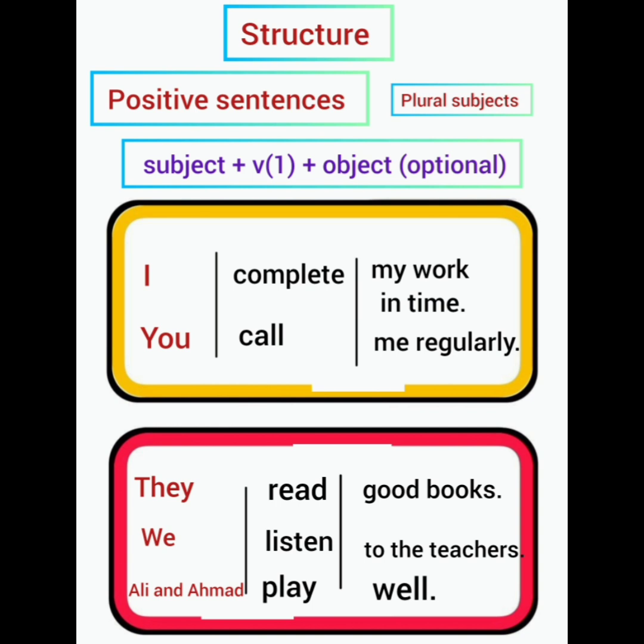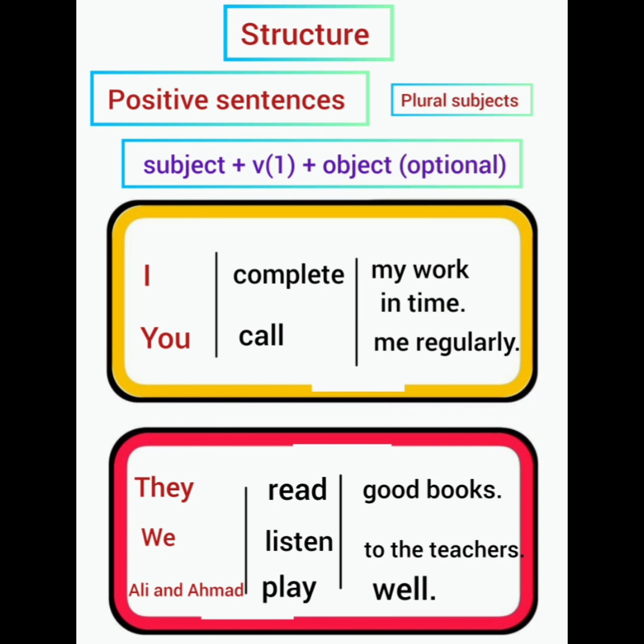And the Urdu sentence may be like this. In the end there is ti hoon. Next example is you call me regularly. They read good books. We listen to the teacher. Ali and Ahmed play well. Now Ali and Ahmed, they are considered as plural nouns.